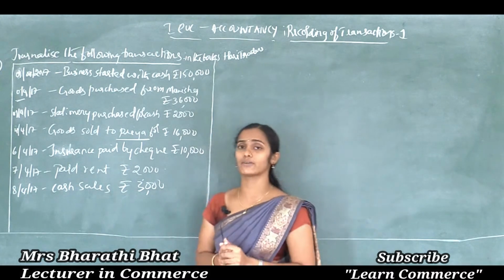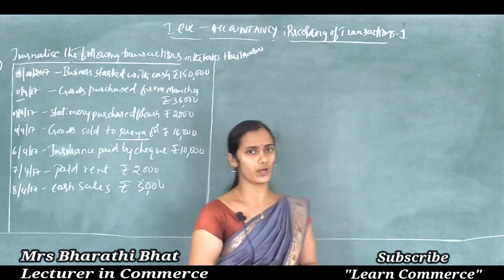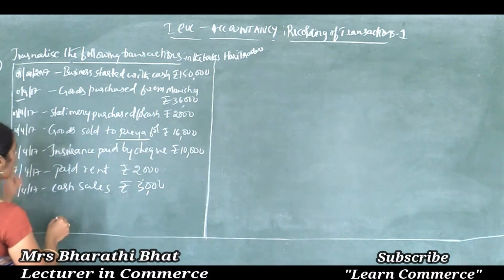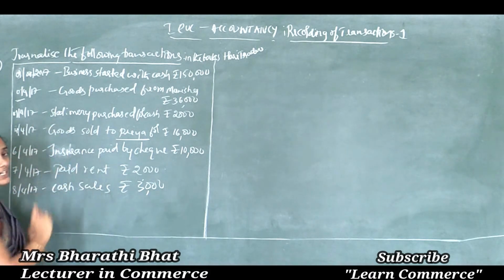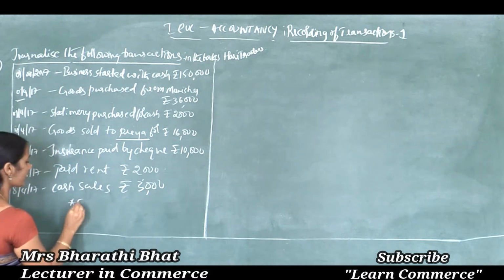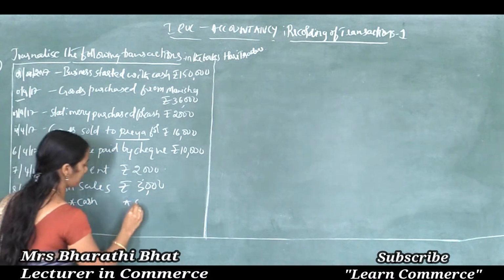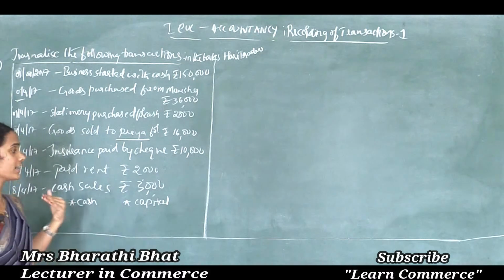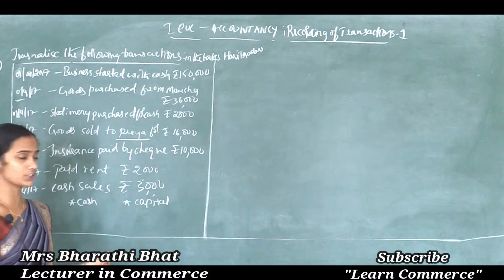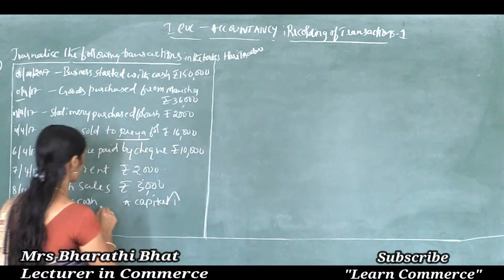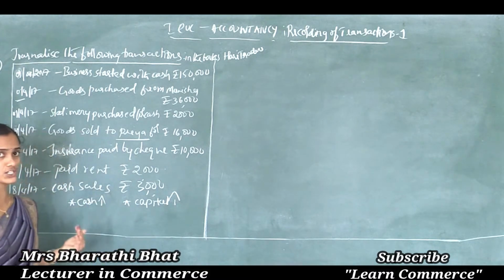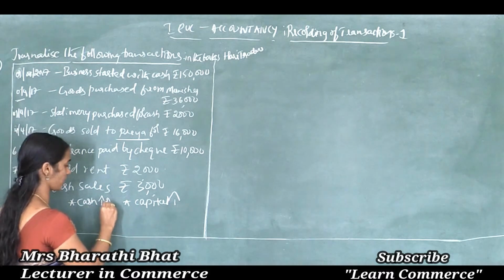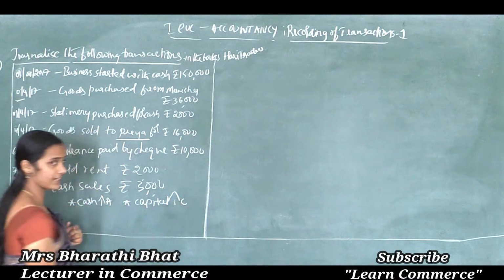So business started with the cash. What are the two accounts which are involved in that? Many are saying the correct answer. Business started with the cash includes cash and capital. When we bring cash to start a business organization, our capital increases and cash also increases, correct, right? So cash comes under asset account, capital comes under capital account.